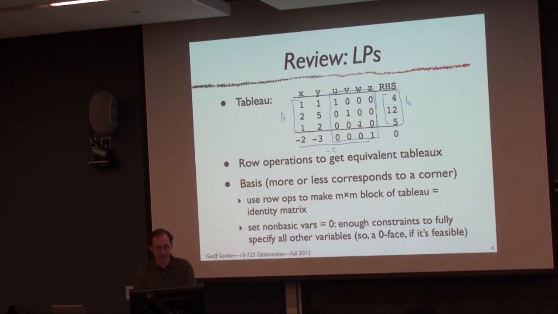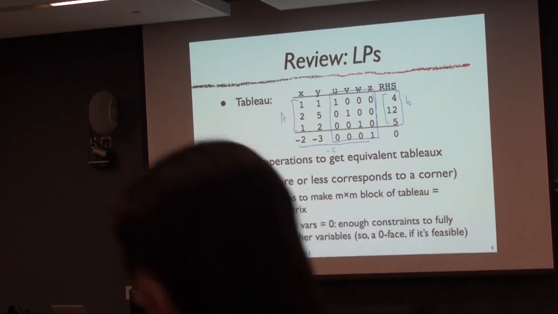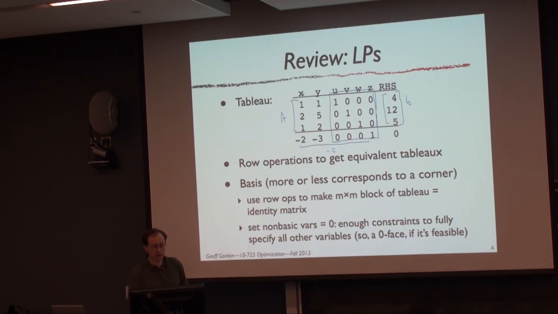matrix. And we talked about how bases more or less correspond to corners in the sense that, okay, if we set all of these non-basic variables to 0, then we can just read off the values of the basic variables, right? So u here is 4, right? Because we set these guys to 0, and so we constrain u to equal 4 directly. Okay?